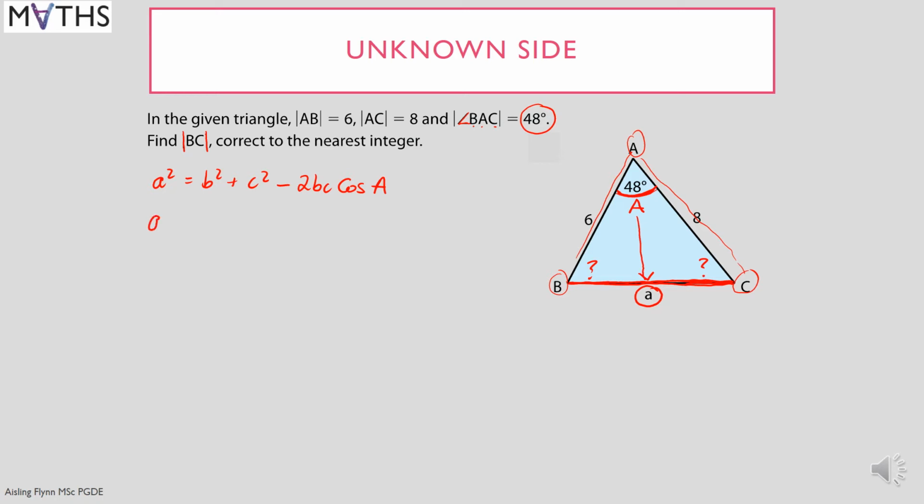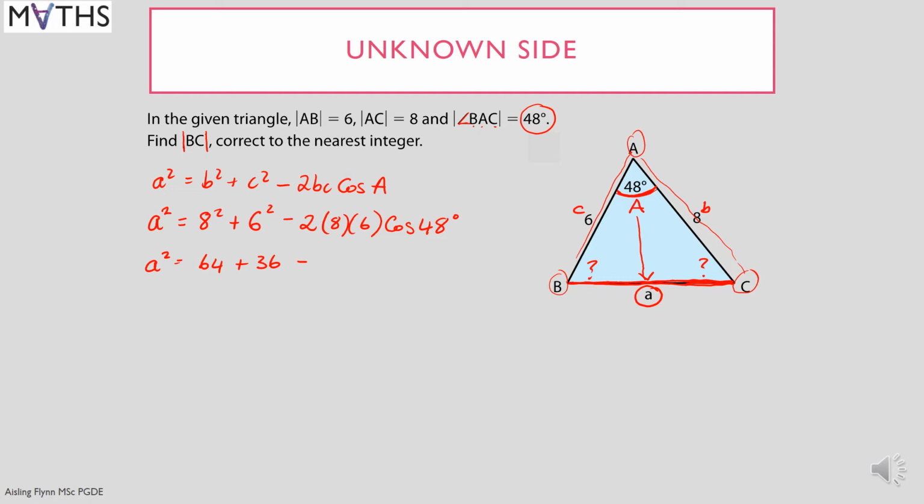So a is what we need. a squared equals b squared plus c squared. It doesn't matter which one you call b or c, but according to where my angles are, b would be 8, so 8 squared, and c would be 6, so 6 squared, minus 2 multiplied by 8 multiplied by 6 multiplied by cosine 48 degrees. We have all the information except for a, so this is solvable. You can take as many or as few steps as you like to work through these calculations.